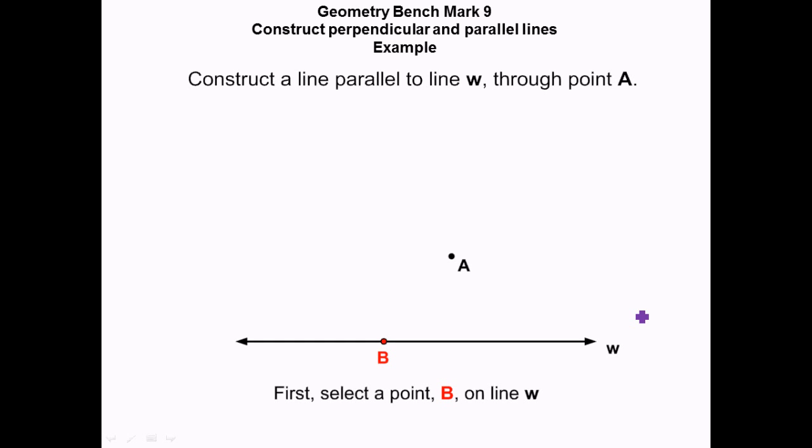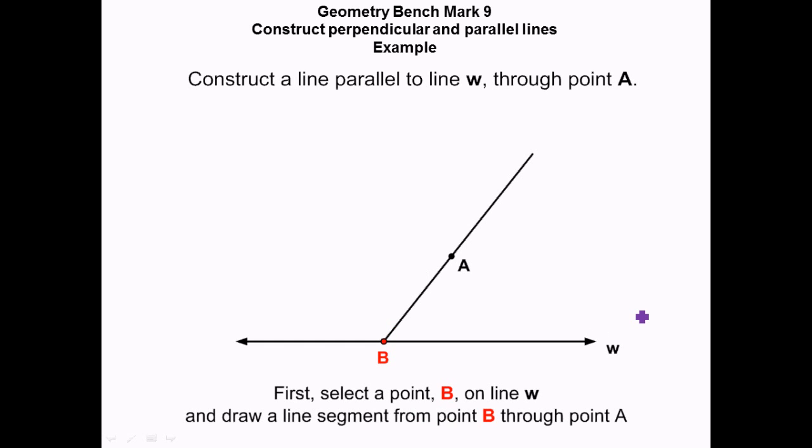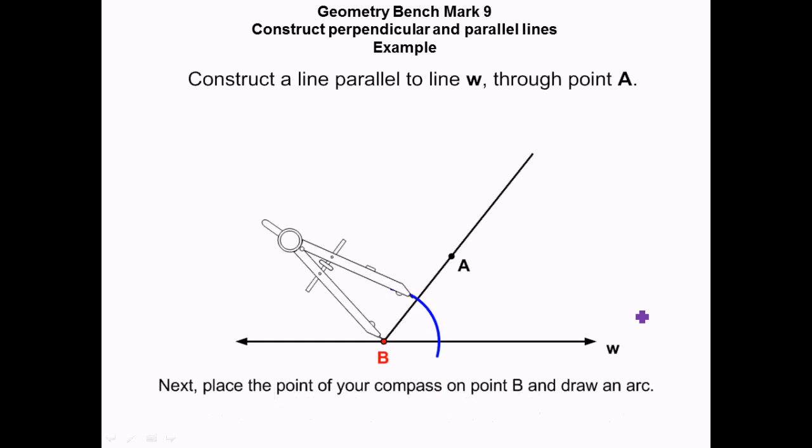First, we select a point on the line. Any point, doesn't matter where. And then we draw a line segment lightly. I suggest doing this in light pencil between B and the point A where we want to make our parallel line. Then we draw an arc from point B, like that, or like that.